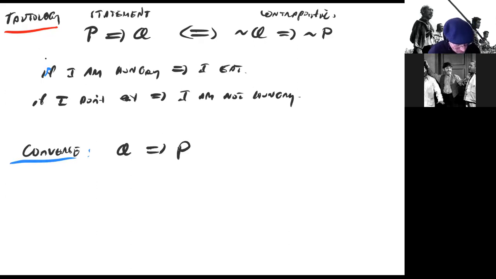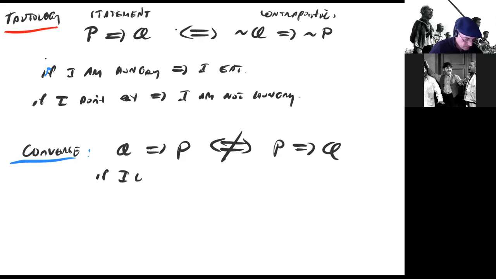Now Q implies P is not equivalent to P implies Q. It's not a tautology. For example, what would it be in the case of hungry and eating? Well, if Q is the statement I eat and P is the statement I'm hungry, then this would be if I eat, then I'm hungry. That is not equivalent to the statement if I am hungry, then I eat.